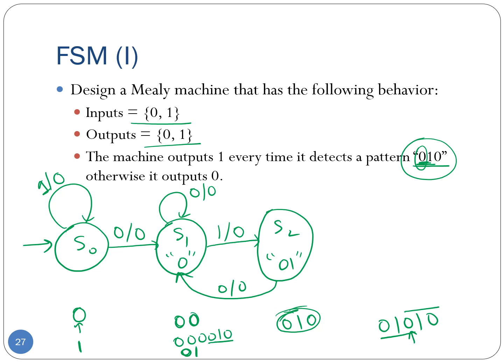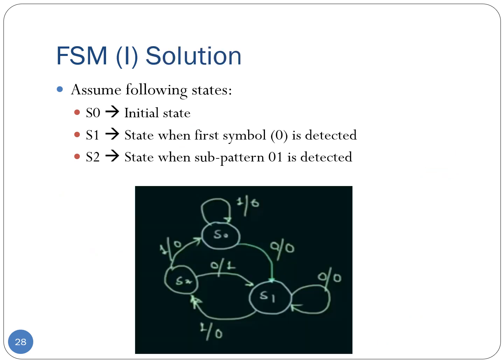As opposed to this, if we get a 1 here, we have already seen 0 1, and now if we get a 1, you see 0 1 1 is not a prefix of 0 1 0, the pattern that we are interested in. Also, this 1 cannot start a new pattern, because the pattern starts from 0. So if we get a 1 here, we should go back to S0 and output a 0. Okay, so this is our finite state machine. The same machine is also shown over here in a slightly different pattern.